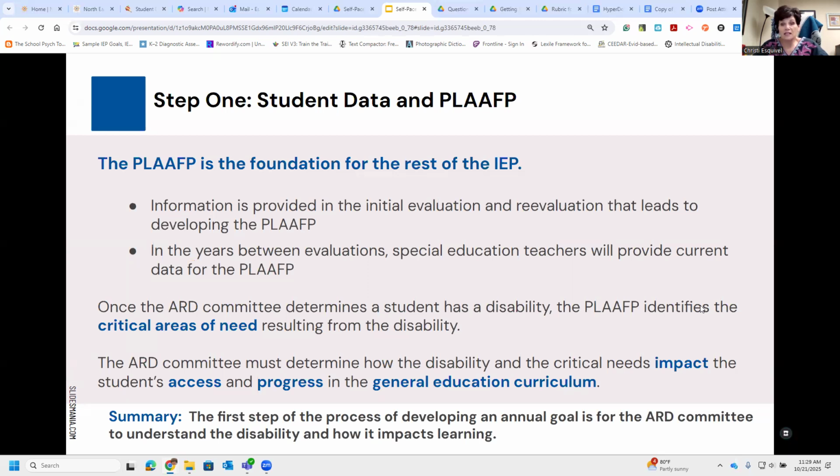Once the ARD committee determines that a student has a disability, the PLAF identifies the critical areas of need resulting from the disability. The ARD committee must determine how the disability and the critical needs impact the student's access and progress in the general education curriculum. The first step of the process of developing an annual goal is for the ARD committee to understand the disability and how it impacts learning. To summarize step 1, the first step of the process of developing an annual goal is for the ARD committee to understand the disability and how it impacts the student's learning.